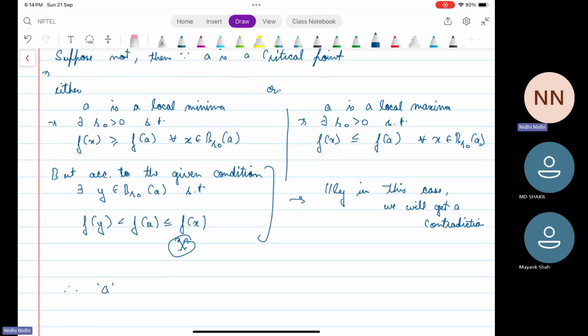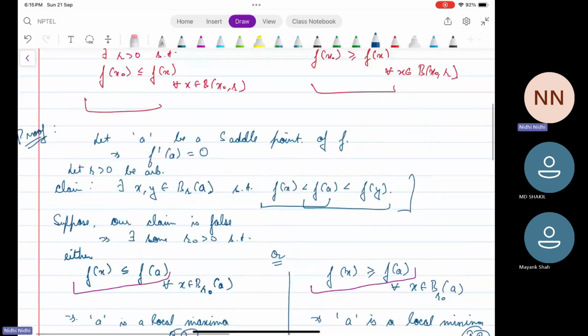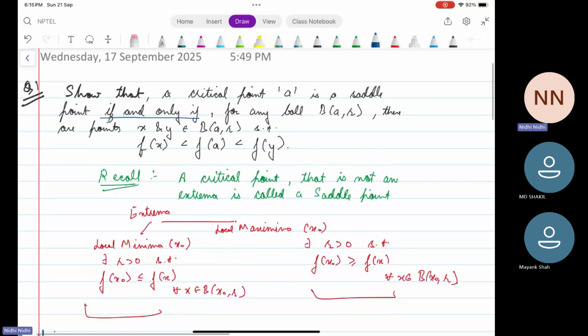Yes, you wanted to say something? It was showing typing. Should the derivative at a given point be 0 in the converse part? Yes, I think that should have been added in the problem itself. A critical point is a saddle point if and only if this condition holds. So we started with a critical point A, and then we say that it is a saddle point if and only if such condition holds.